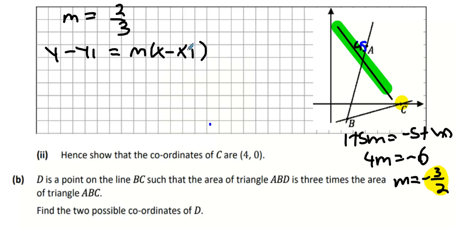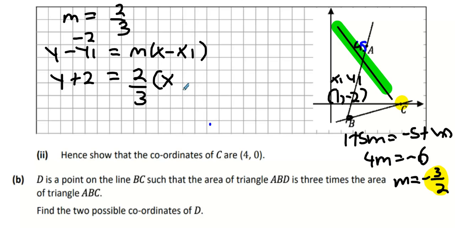Okay. And when we get the equation of this line, we're going to use the point B. What's the point B? 1, minus 2, is it? Perfect. And that's my x1 and y1. I'm going to go y minus minus 2, which is y plus 2. M is 2 over 3. And x, and what's the other one? Minus 1, right? Yeah. Now, cross multiply by 3 and we get 3y plus 6 equals 2x minus 2.